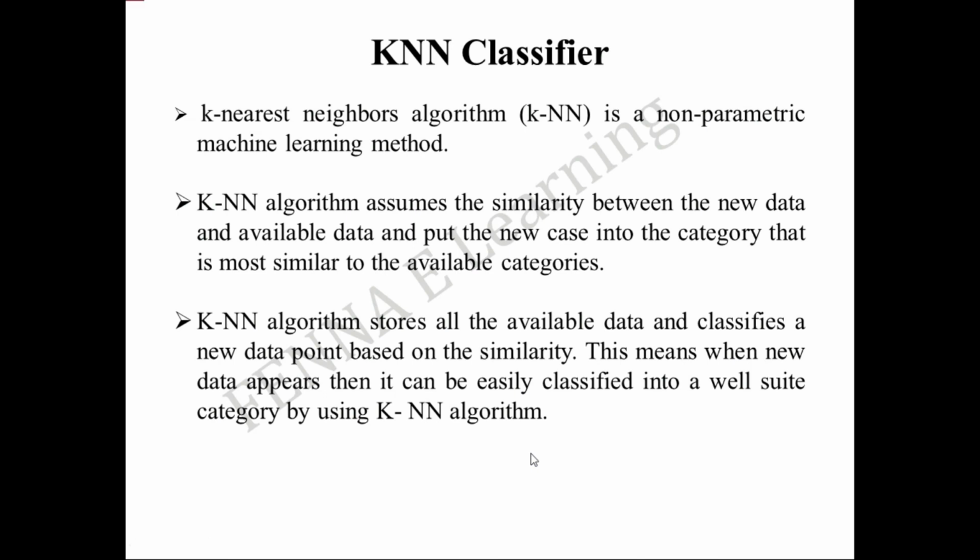The final stage of the project work is to design the KNN classifier. K nearest neighbor is a non-parametric machine learning method, and this algorithm is based on a similarity measure between the new data and the available trained data. So this classifier compares the new features with the already trained features in our database and finds the similarity between the new data and the trained data.